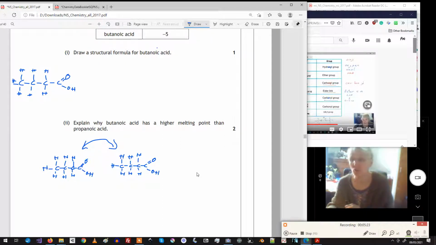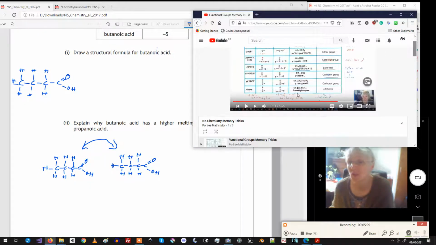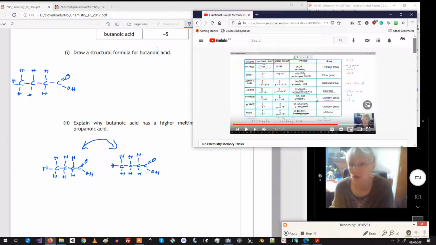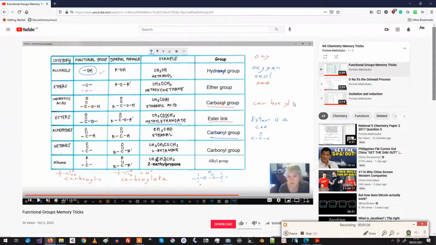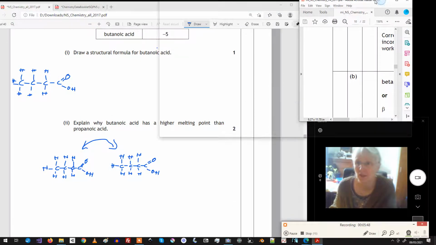I'll just show you the mark scheme guidelines. And this is my video on how to memorize all of these functional groups. I'll just make that bigger so you can have a look at it. These are the various functional groups. I recommend writing them all out. And here is the mark scheme guidelines.